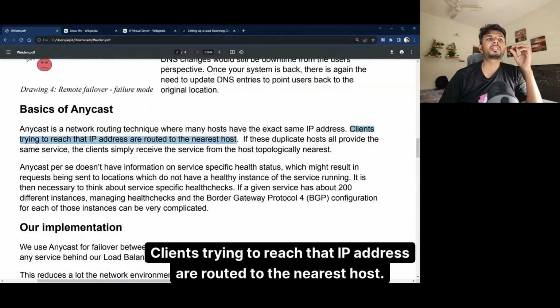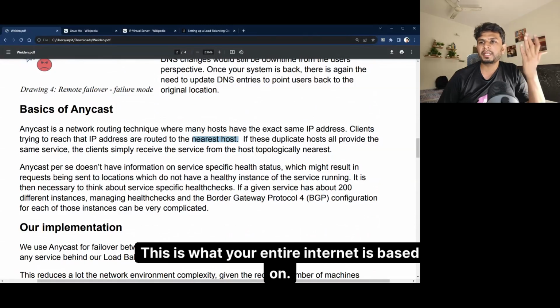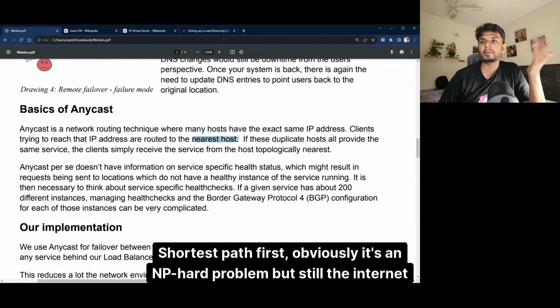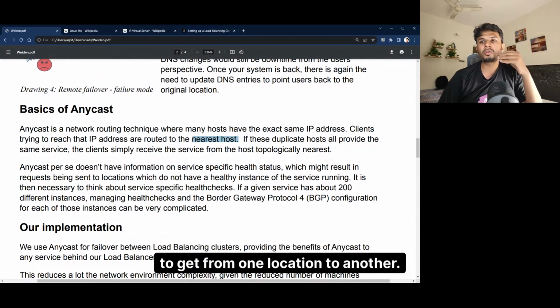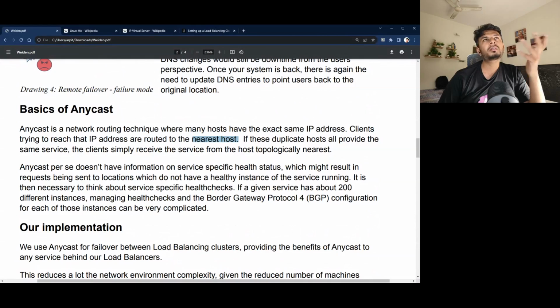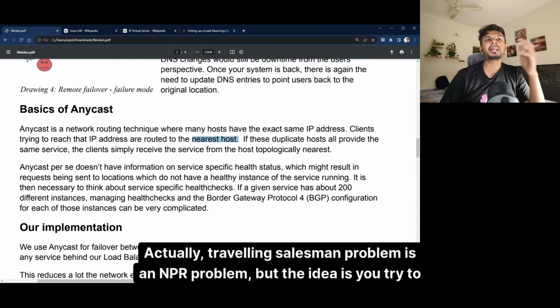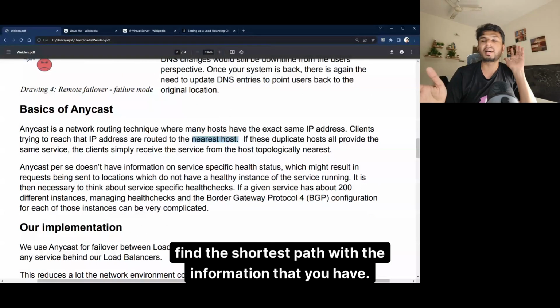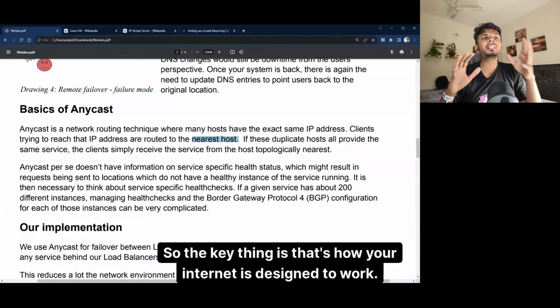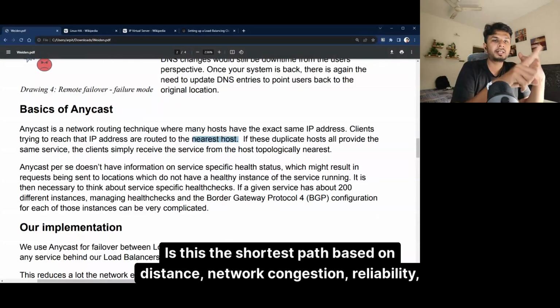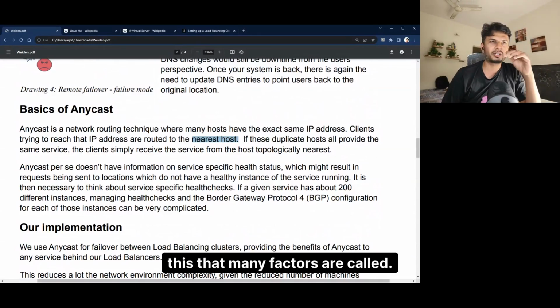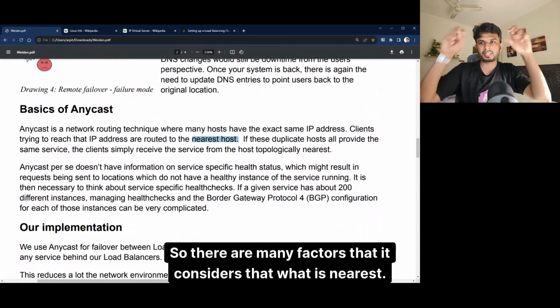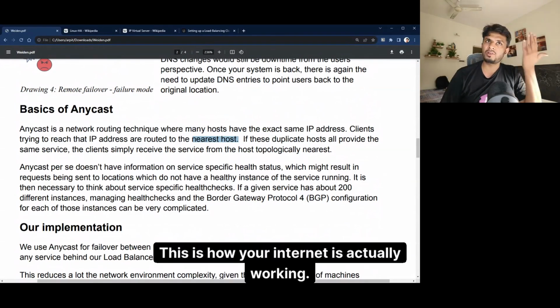Clients trying to reach that IP address are routed to the nearest host. This is what your entire internet is based on: shortest path first. Obviously, it's an NP-hard problem, like the traveling salesman problem, but the idea is you try to find the shortest path with the information that you have. That's how your internet is designed to work. It's based on distance, network congestion, reliability, and many other factors. There are many factors it considers for what is nearest, but this is how your internet is actually working.